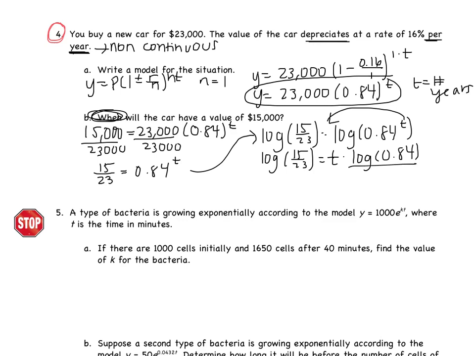This helped me because now I can divide by log of 0.84. So my t is the log of 15 over 23 divided by the log of 0.84. Now I need to be very careful putting this in my calculator. I need to make sure I always end the parentheses after the arguments. So the log of 15 divided by 23, end my parentheses. Then divide that by the log of 0.84 and end my parentheses. And I get my t to be about 2.45 years.